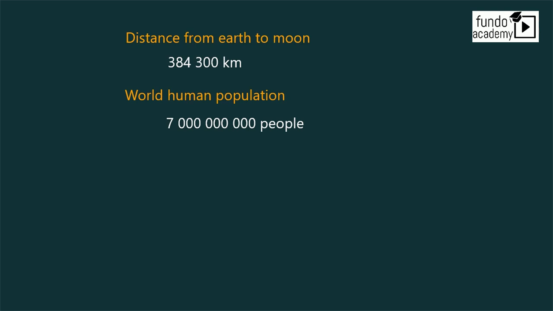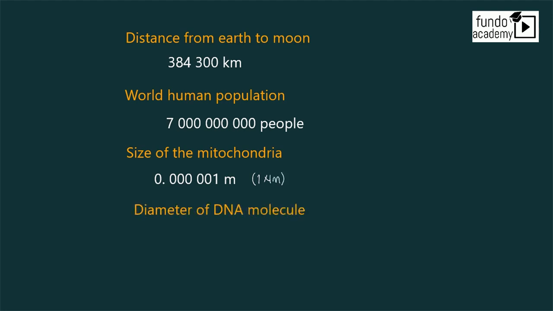I want you to also look at another fact. The size of a cell organelle called the mitochondria is approximately 0.000001 meters. This is 1 micrometer. One more fact is the diameter of a genetic molecule called DNA, which is approximately 0.000000002 meters, and they call this 2 nanometers.